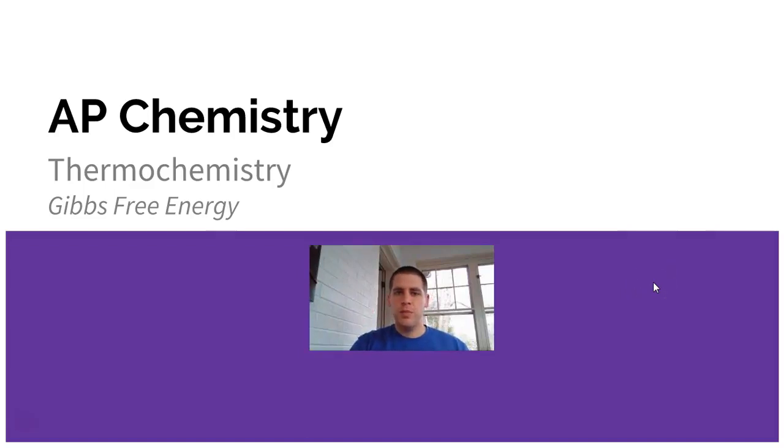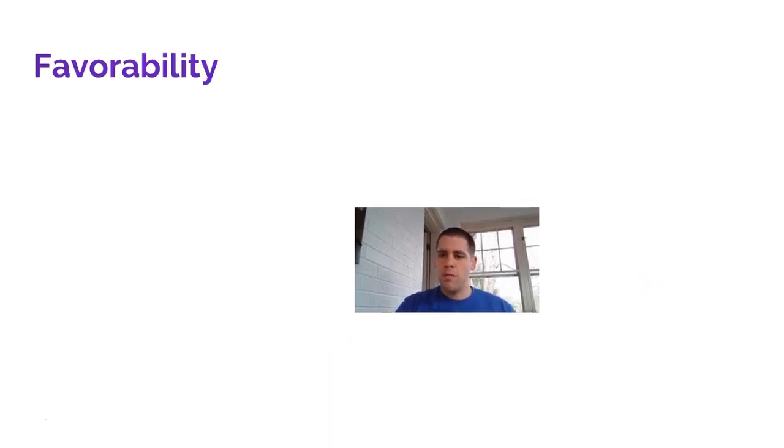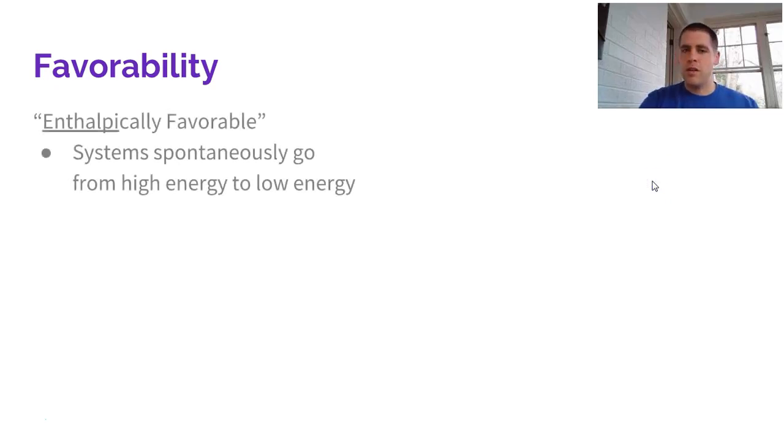Now that we've talked about enthalpy and entropy, we can talk about Gibbs free energy, where we combine the two ideas. We've talked about what makes a reaction favorable. It can be favorable from an enthalpy perspective because systems tend to go from higher energy to lower energy. If we have a system where the reactants are high in potential energy and then they lose energy in the process of the reaction, then that's a favorable reaction.